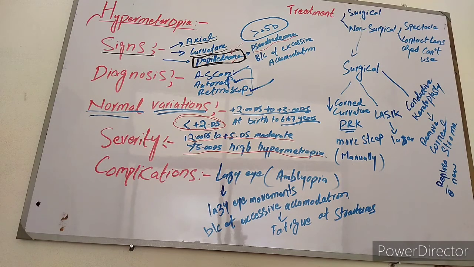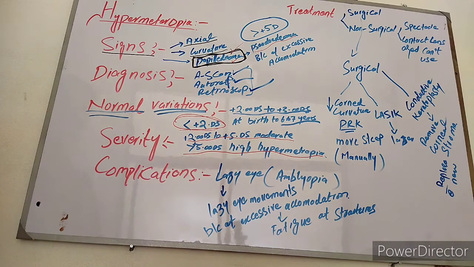Now I am going to explain the complications. The most important complication in case of hypermetropia is lazy eye, which we call amblyopia. What is amblyopia? In this case there will be lazy movements of the eye because of excessive accommodation. When the vision of the patient is weak, he uses excessive accommodation to see objects clearly. Because of excessive accommodation, the eye structures feel fatigued, and because of this fatigue, eye structures become lazy.